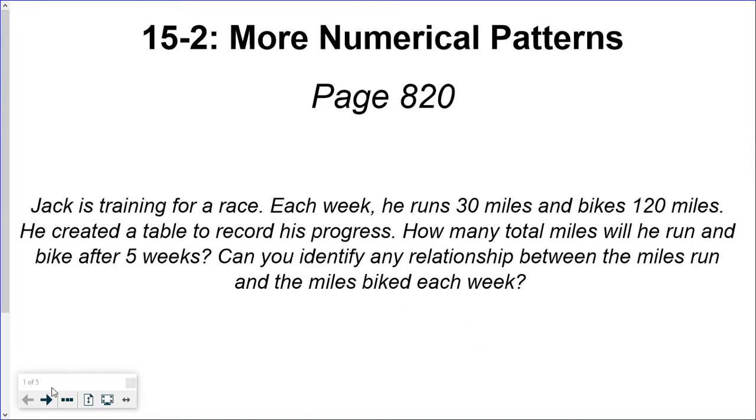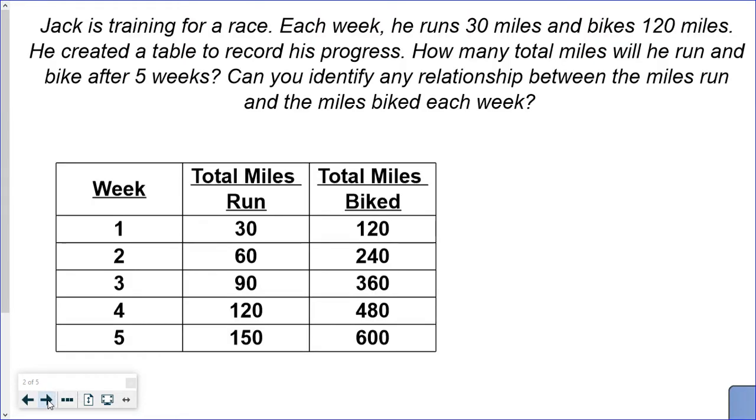Okay, so on this next page is the same problem, except now we made the table. Again, it said that Jack ends up running 30 miles every single week. So at the end of the first week, he ran 30 miles. Second week, he ran 60 miles. Third week, 90 miles, so on and so forth. So at the end of 5 weeks, he ran a grand total of 150 miles.